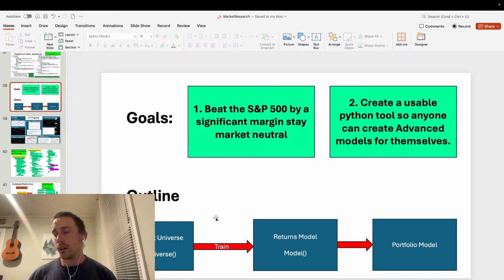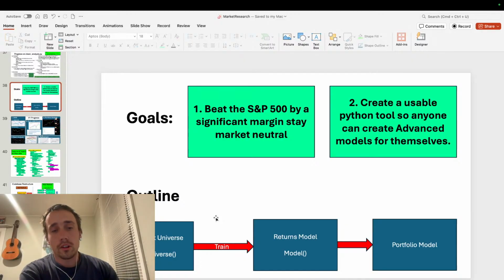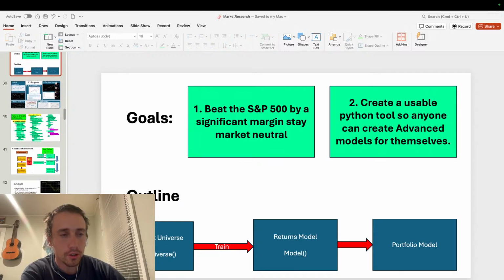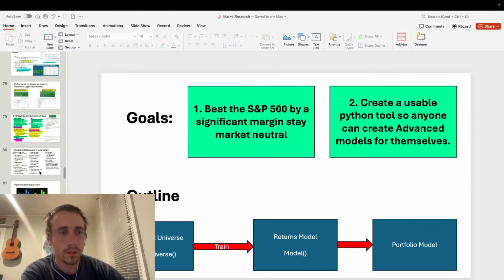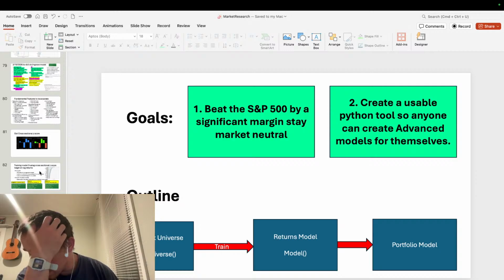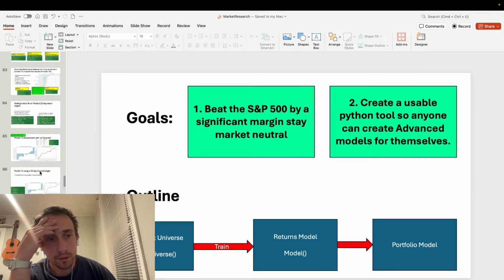So basically, it's going to automatically make long buys and short sells, and then adjust every day according to the market, according to the model outputs. That's kind of the outline of the model. I've been working on this since the end of last year, so it's been quite a while.